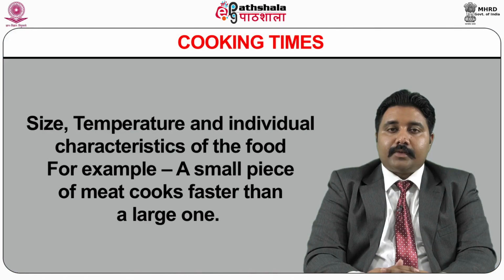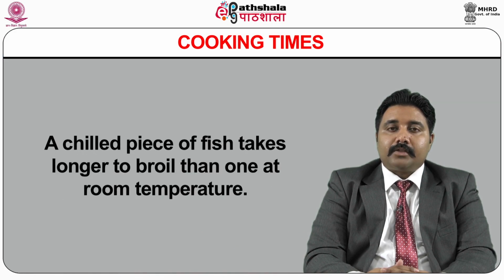The speed of heat transfer. Different cooking methods transfer heat at different rates. Frying and sautéing are faster than roasting. Size, temperature, and individual characteristics of the food. For example, a small piece of meat cooks faster than a large one. A chilled piece of fish takes longer to broil than one at room temperature. Seafood cooks faster than lamb and chicken.